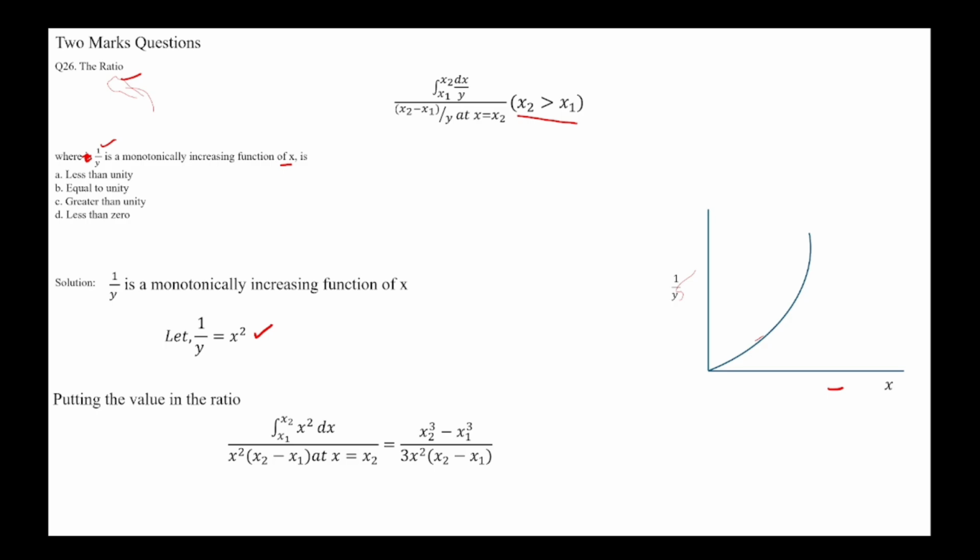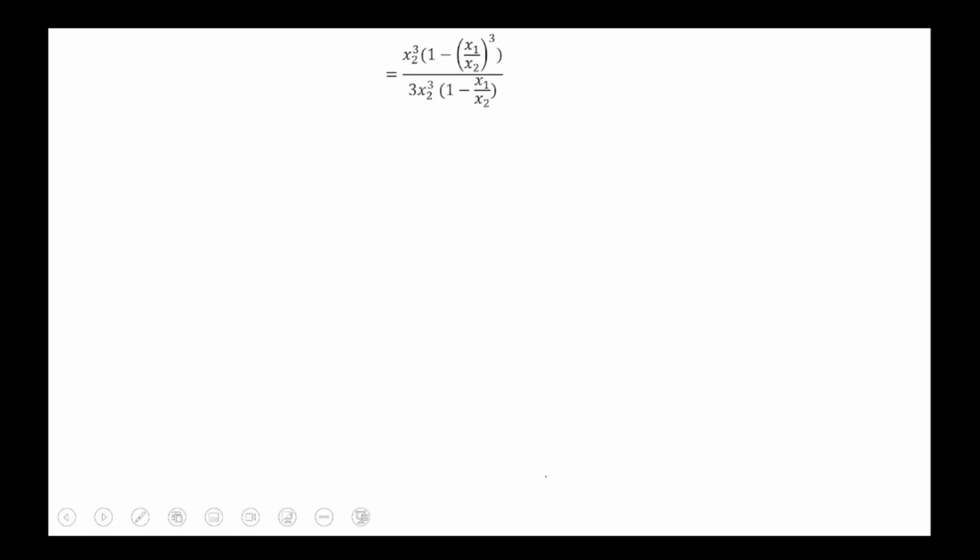So now the ratio will become this. After integration, we have to solve only this integration, nothing else. So we will get this. Now here it is x only, but the numerator is at x equal to x2, so we will put x equal to x2. We will get this. Now take x2 cube common from both sides. So this will and this will cancel out. We will ultimately get this.